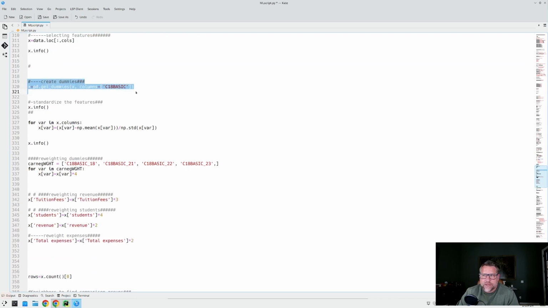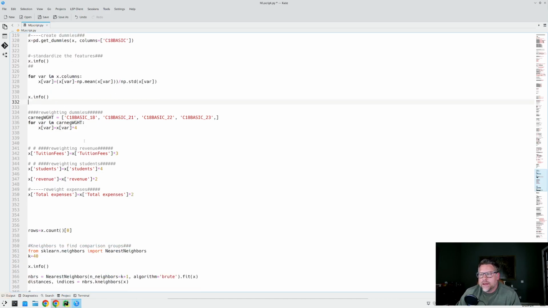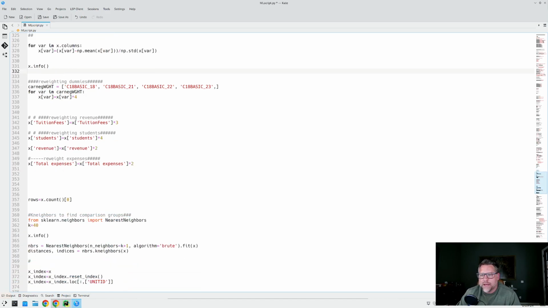Some of the variables are indicators, like the Carnegie classification. You could enter them as just the numbers that they are, but it's not ideal. They don't really have a lot of meaning. So we have separate dummies for each category of the Carnegie classifications. First I create those dummies. And then you can see the really important step here: I'm standardizing all of the X's. I have a loop here that standardizes all of the X's, so again they're all on the same scale. I'm going to skip the next part for now and come back to it.